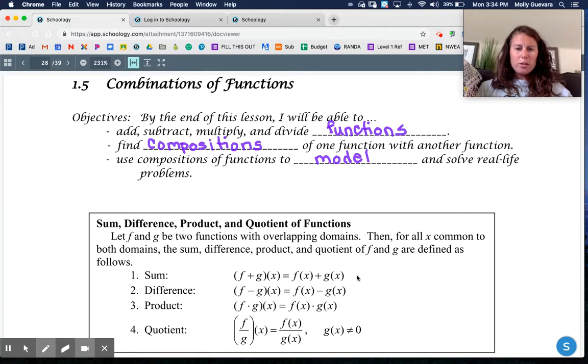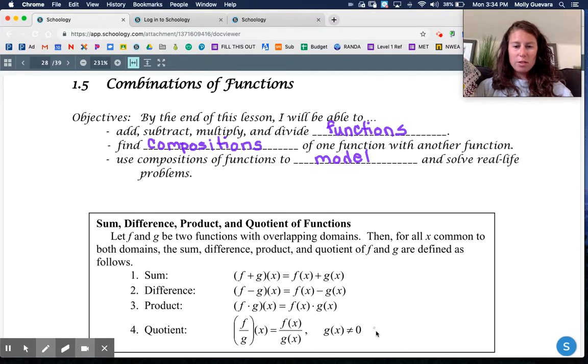So the first thing that we want to look at here is the sum, difference, product, and quotient rules. If I have f plus g of x, it's the same thing as f of x plus g of x. So I have two functions, and I just add them together. Same thing with subtraction. The only thing is you have to make sure that you distribute the negative into the second function. Multiplication, we're just multiplying two functions together. And then division, we're just dividing two functions.